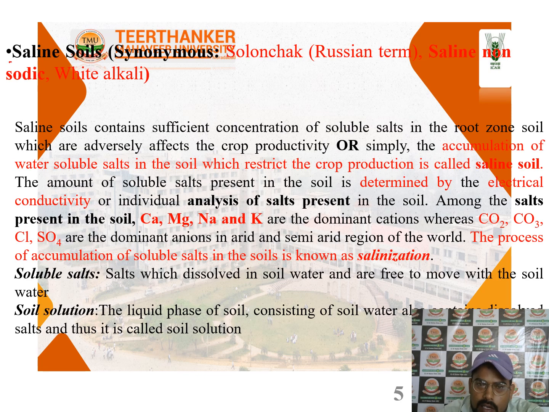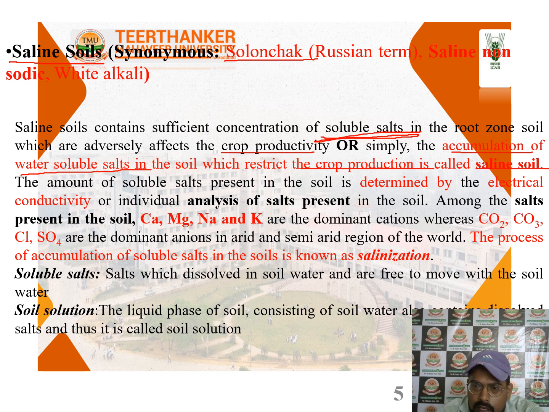Saline soils are identified by another, more recent term, white alkali, where the surface of the soil is white in color. These saline soils are defined as containing sufficient soluble salt. This basically identifies the soluble salt in the root zone of the soil, and it really affects crop productivity. In other words, the accumulation of water soluble salts in the soil restricting crop production is called saline soil.